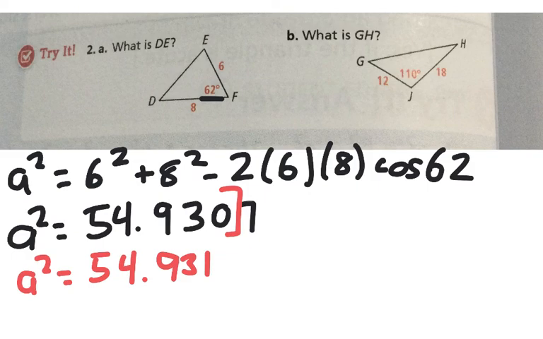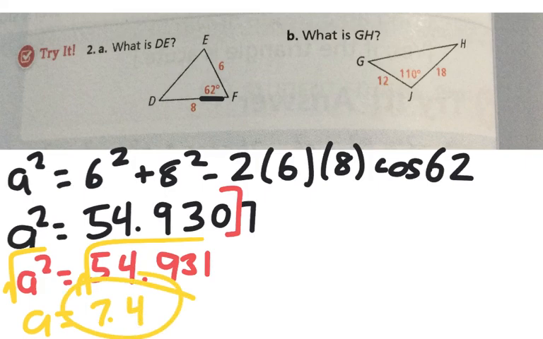But you're right. For my final answer, I don't care what a squared is. I want to find just a. So what I need to do then is take a square root of both sides. A should be equal to 7.411. I got 5.1. And it should be 7.4. Oh, I see what I did.